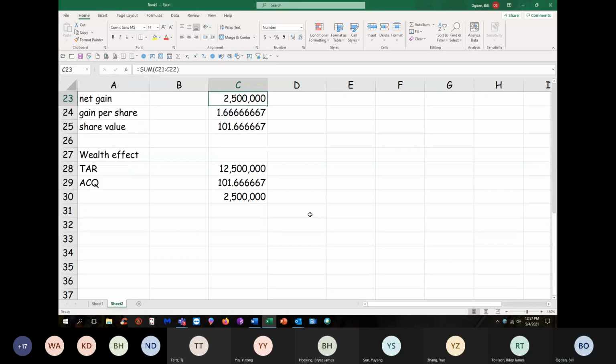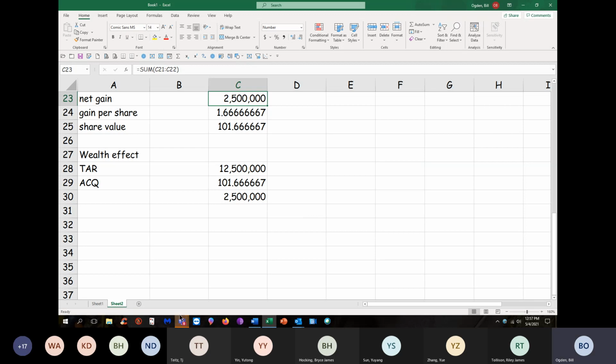Okay. So that pretty much covers it. Now this is a cash offer, right? This is a cash offer. And again, once this is complete, the former TAR shareholders have $45 for each share of TAR that they formerly owned. They now have no shares of TAR. They have no shares of ACQ. They have $45 for each share they once had. Right.